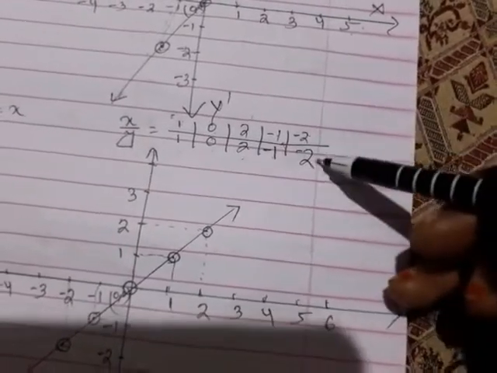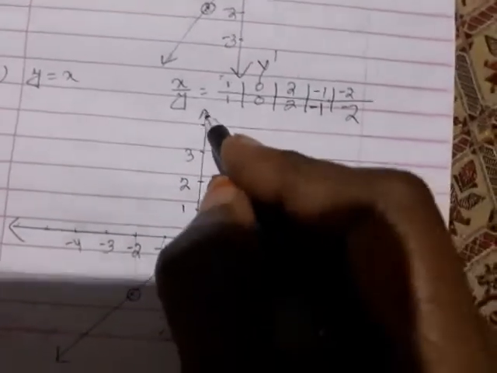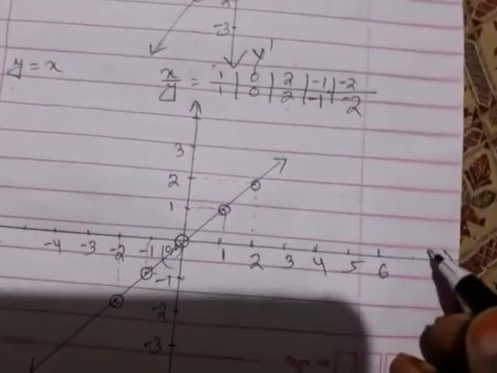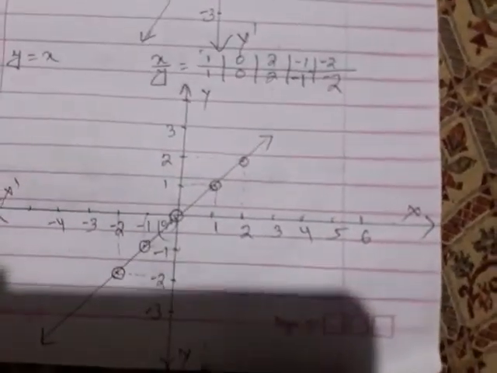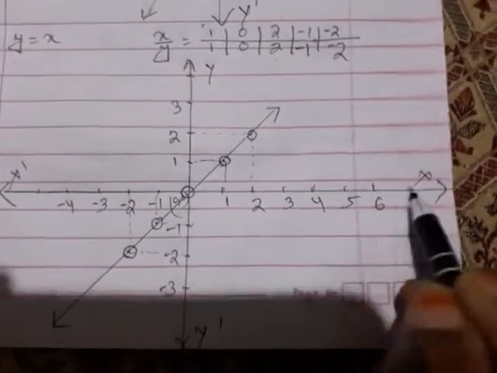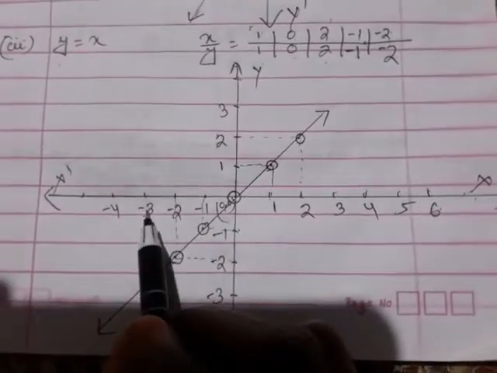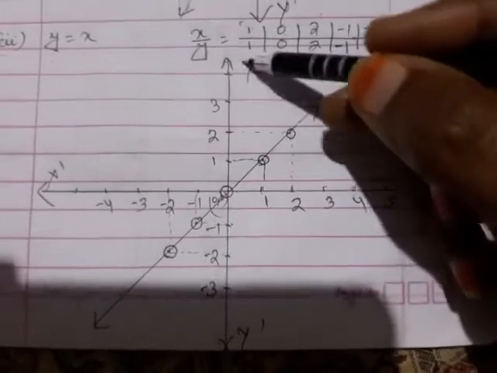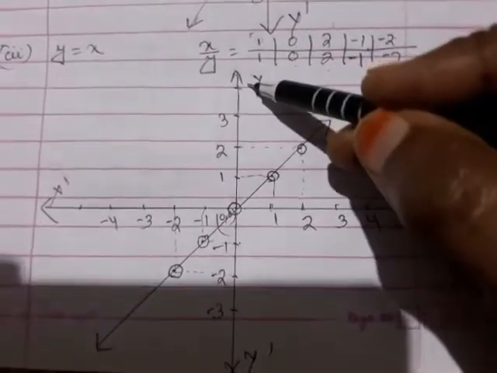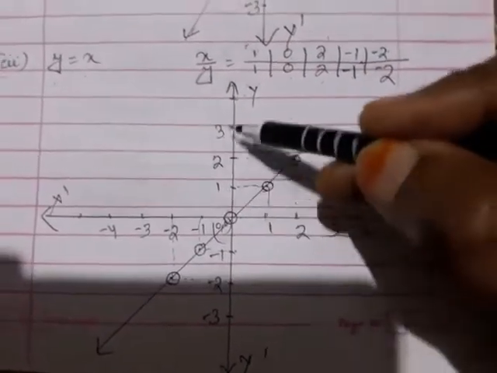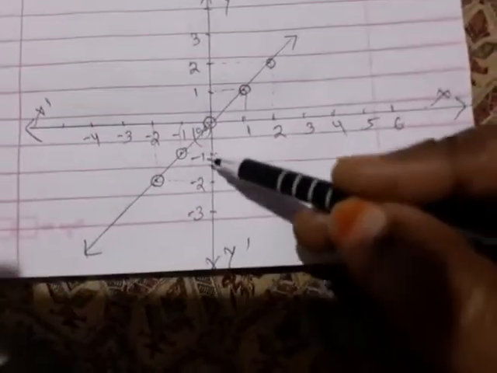If x is equal to minus 2, then y is equal to minus 2, that is always x is equal to y. Here we draw two lines, that is x, x dash, y, y dash. You should draw in the graph paper. From origin, positive numbers 1 2 3 4 5, negative numbers minus 1 minus 2 minus 3 minus 4. On the y axis, positive numbers 1 2 3, negative numbers minus 1 minus 2 minus 3.